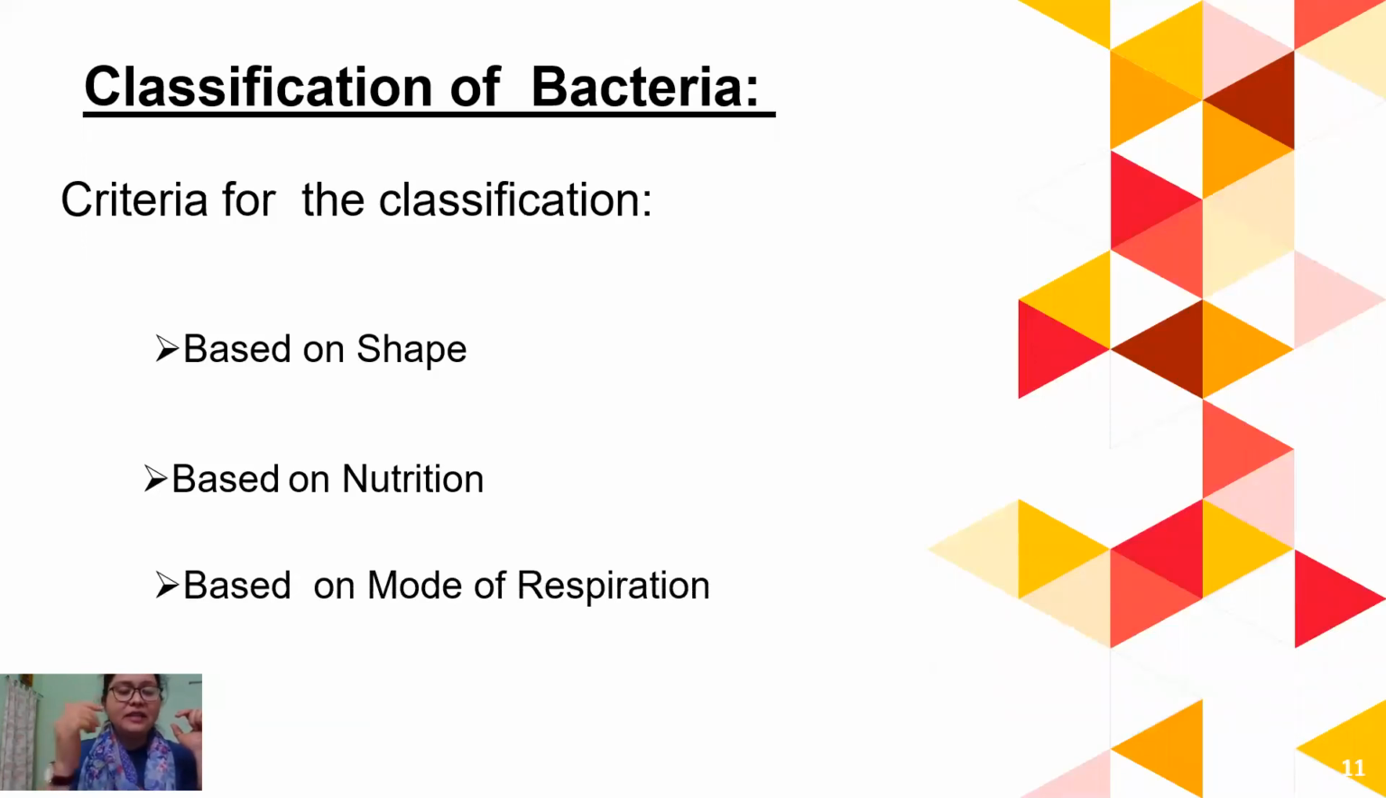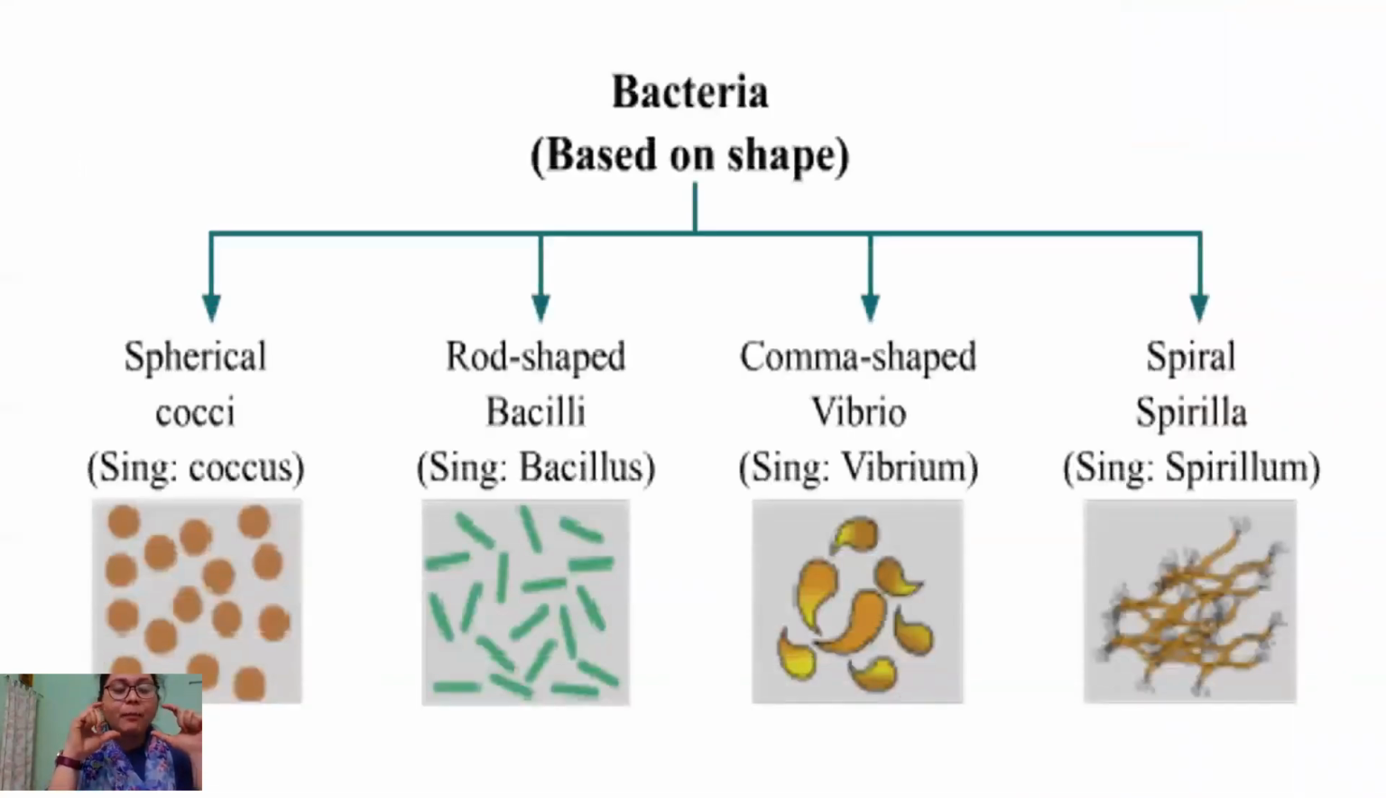Let's learn one by one in detail. First, based on the shape of bacteria, bacteria are broadly classified into 4 different categories. The bacteria whose shape is spherical are called coccus. Don't get confused between the words coccus and cocci: coccus is singular and cocci is plural. The bacteria that are rod-shaped are called bacillus. Bacillus is singular and bacilli is plural.